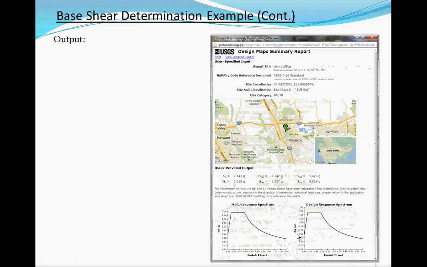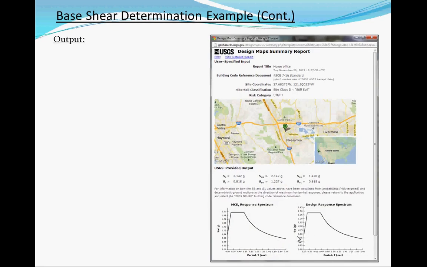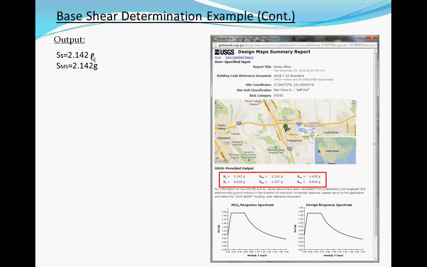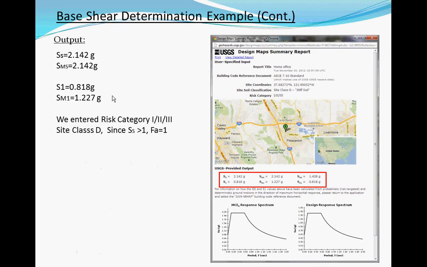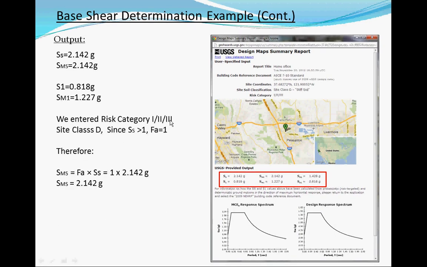So the output, pretty good. They give you the MCE response, design response, all these outputs here. Okay, I'm blowing it up here. So SM is this, SS is that, SMS is that. They give you S1, the 1 second period, and then SM1. So for risk category D, since SS is greater than 1, Fa. I'm just checking, make sure we're getting the output.